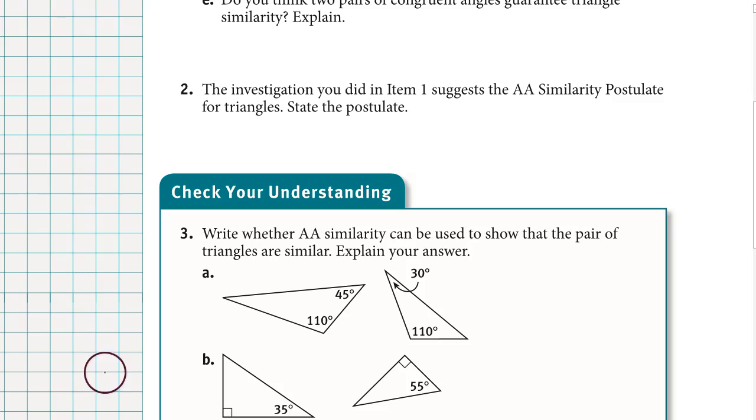Let's start by writing out what the angle-angle similarity postulate would say. Just think of the name angle-angle. What do you think that would be in a sentence? I'll pause the video for you to write that.